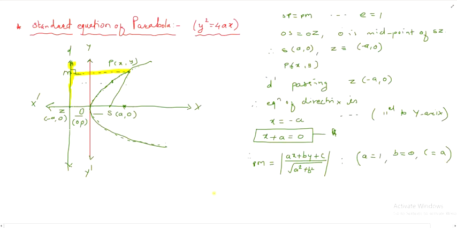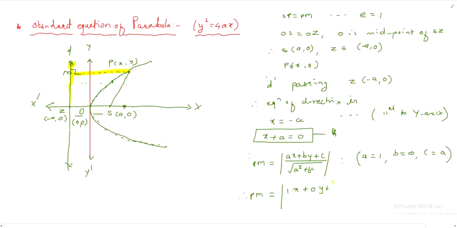So substituting the values, we get the perpendicular distance PM is equal to the modulus of, here A is equal to 1, so 1 into x plus 0 into y plus C, the constant term.